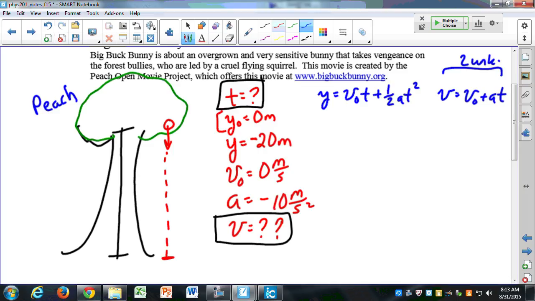I want to know the final velocity, but I can't solve this, so I need to go back to my first equation. I know y, I know v naught is 0, so this whole term goes away. And I know the acceleration.